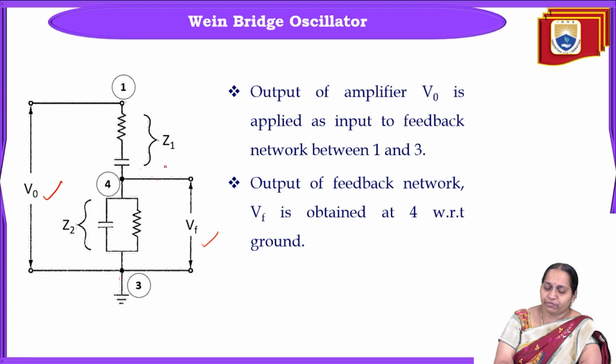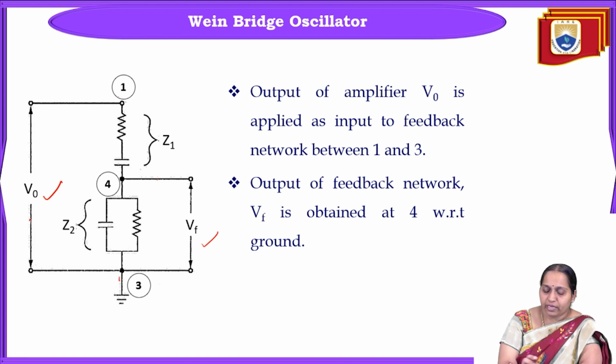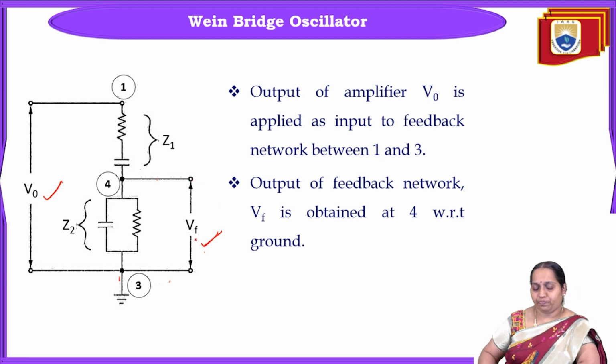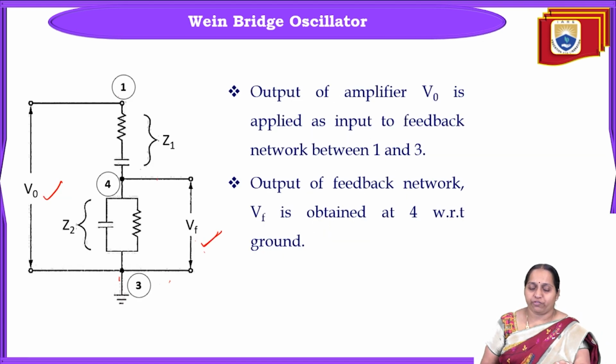So the output of the amplifier V0 is applied as input to the feedback network between 1 and 3. Whatever you have between 1 and 3 is nothing but the output. And the output of the feedback network Vf is obtained at 4 with respect to ground. So the output of this feedback network is obtained between 4 and the ground. This is Vf. From this circuit diagram, I'm just writing Z1 and Z2.